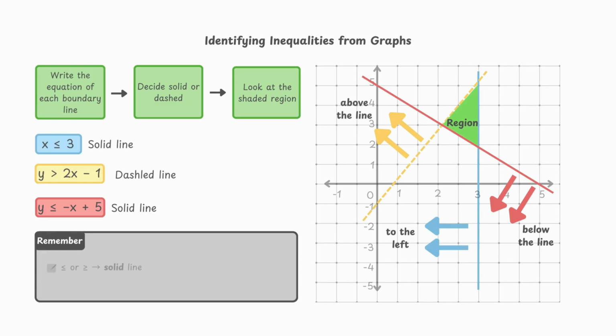Quick reminder: solid lines mean include equals, dashed lines mean do not include equals, and always check the shaded region carefully. Follow these steps and you can confidently identify inequalities directly from any graph.